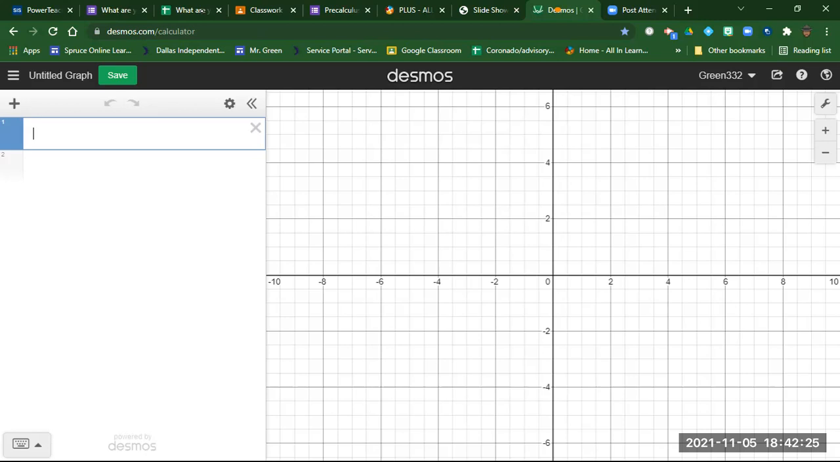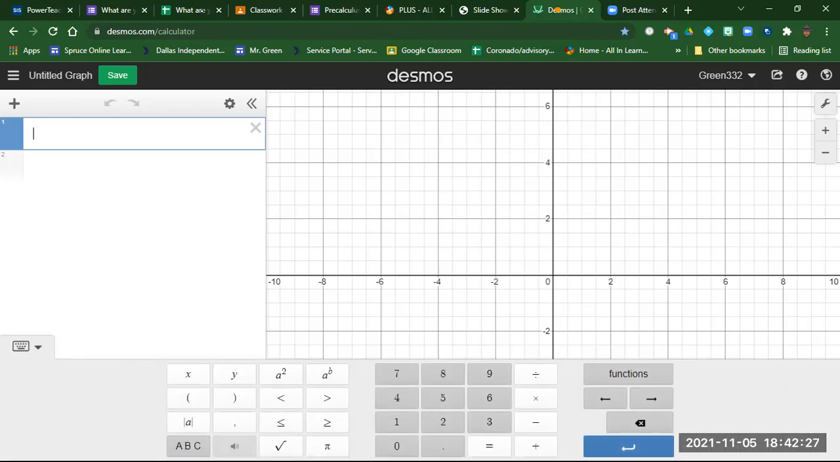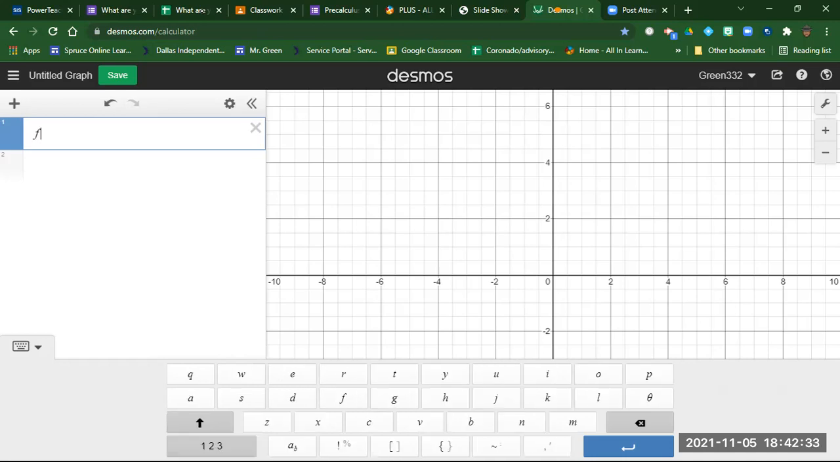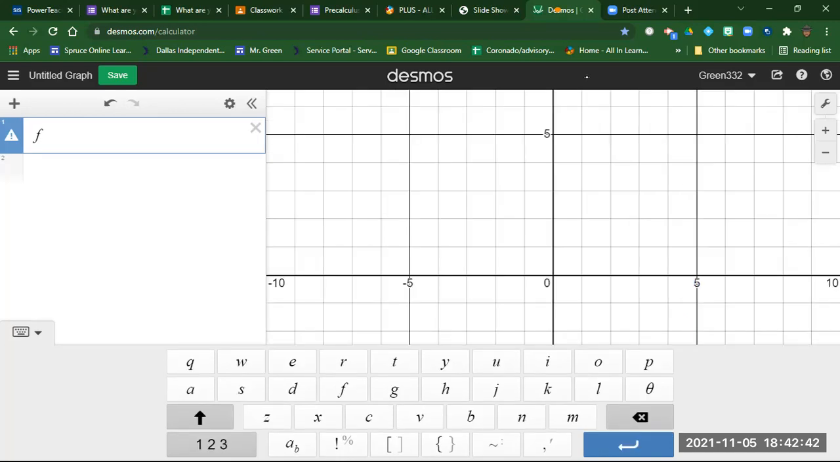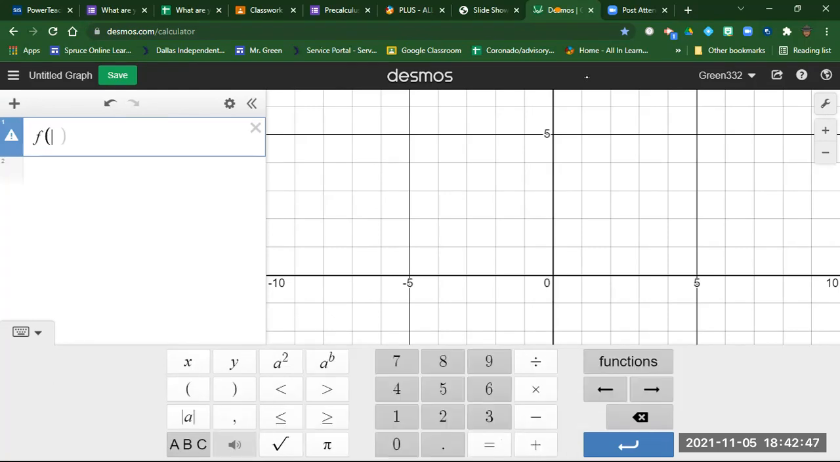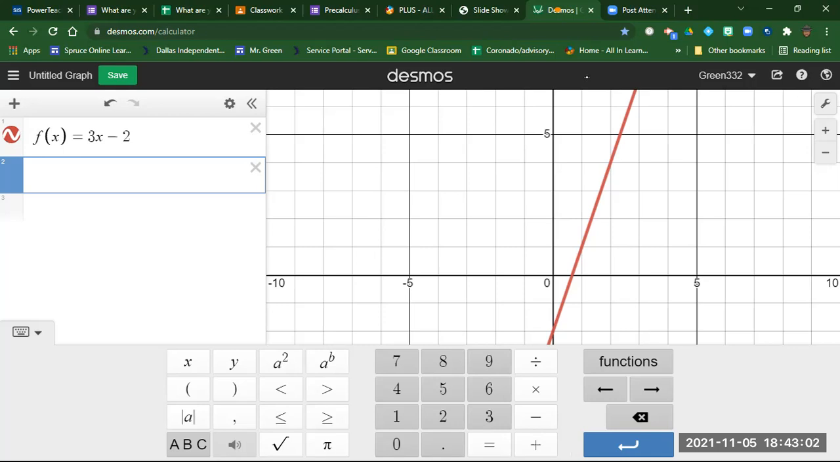All right, so I should be able to put in f of x is 3x minus 2. So let's get f. You know me, I like this. Brilliant. Okay. So f of x equals 3x minus 2. All right. We're not really using the graph. And then g of x is negative x.